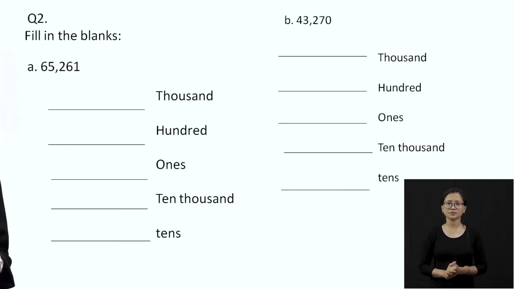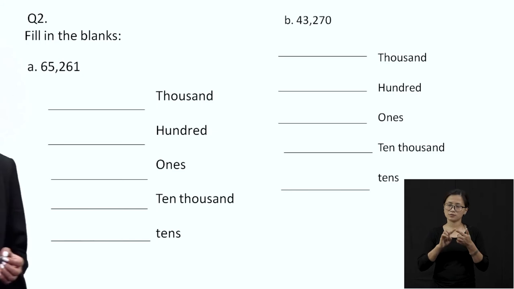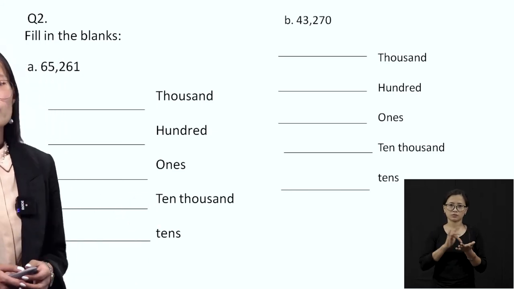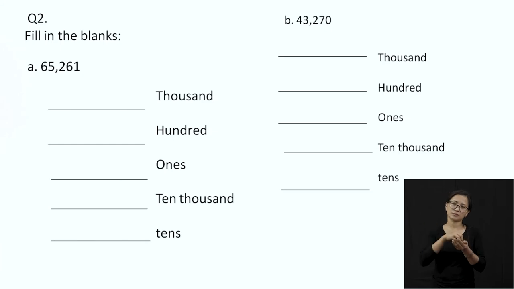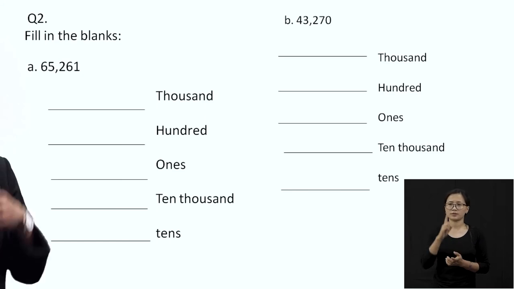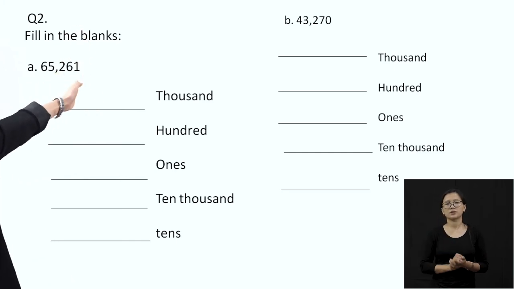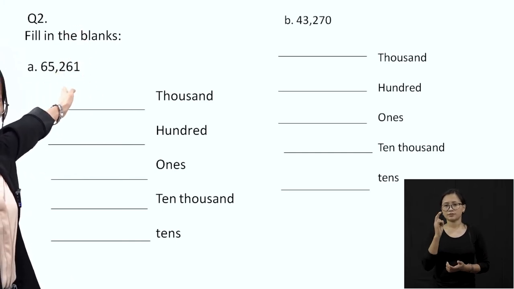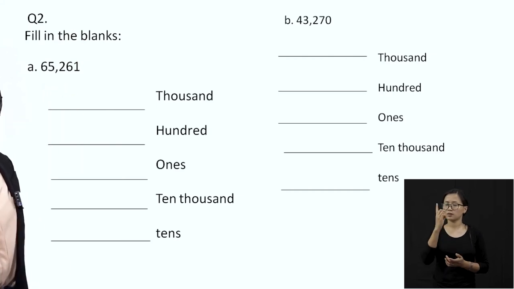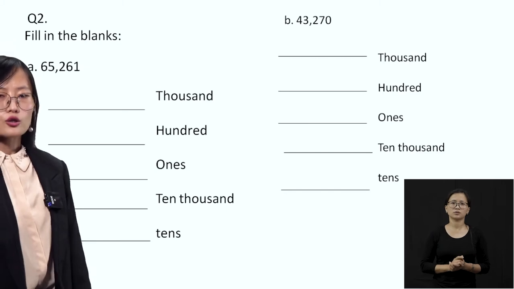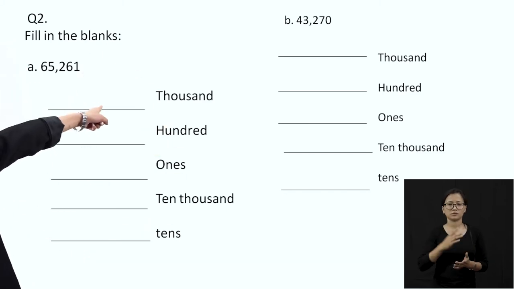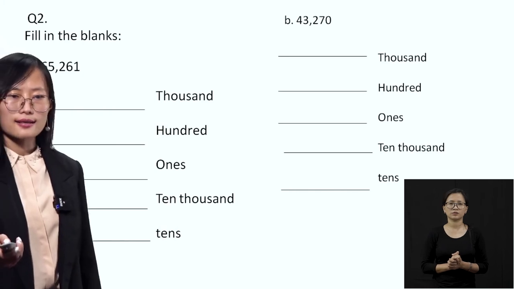Okay, now let's fill in the blanks. We have already learned what the place value chart is, right? So we will fill in according to that. We have here thousands, hundreds, ones, ten thousands, and tens. So let's start from the first blank, that is thousands. Let's first count the place values of the number: ones, tens, hundreds, thousands. So in thousands, what can you see? Number 5, right? So on the thousands place, you write 5.